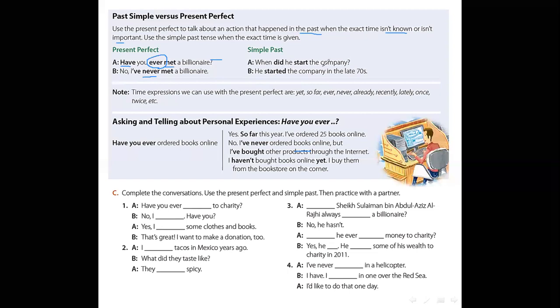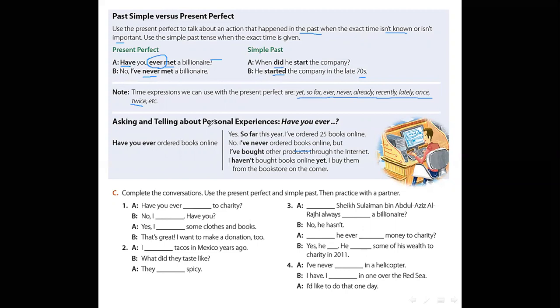When did he start the company? He started the company in the late 17th. Here the exact time is given, so we use past simple. We use did in the question and the past form in the answer. Do you understand? Now, what about the time expressions we can use with the present perfect? We should underline yet, so far, ever, never, already, recently, lately, once, twice. Okay?